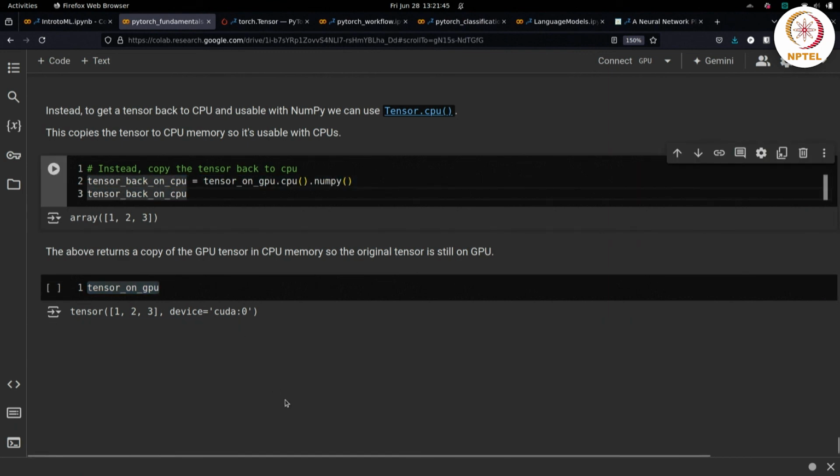Right, so this wraps up the fundamentals of PyTorch as a library. In the coming tutorial, we will look at the workflows that are central to PyTorch and how you can train a simple classification neural network using PyTorch.